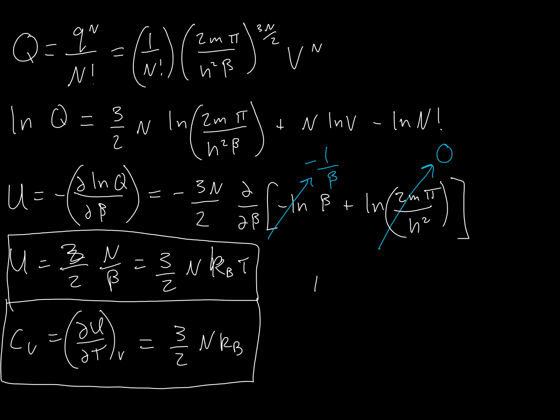Right? So if I say that N is equal to NA, Avogadro's number, that means that NA times kB is equal to what? R. So in that case, C sub V is equal to 3/2 R.